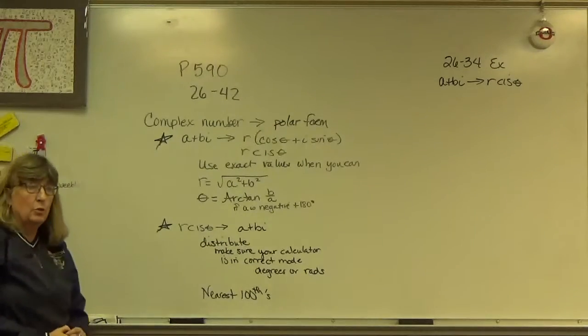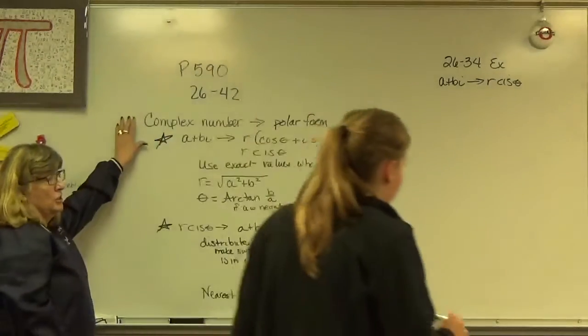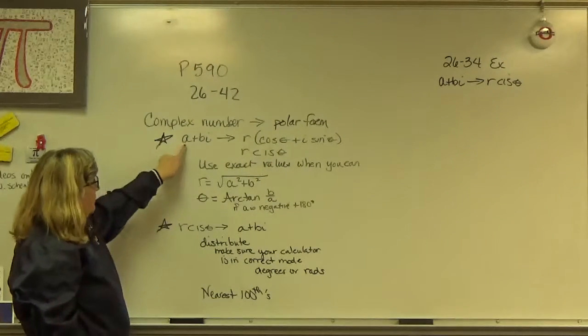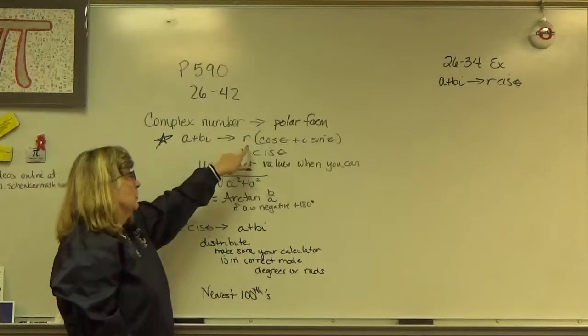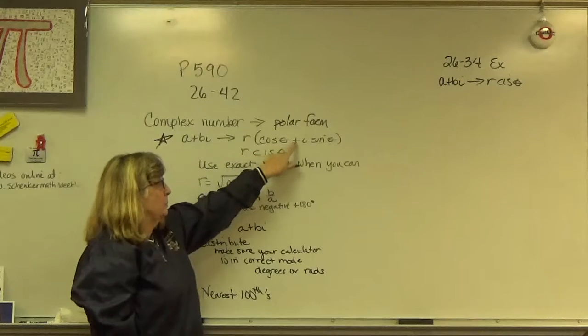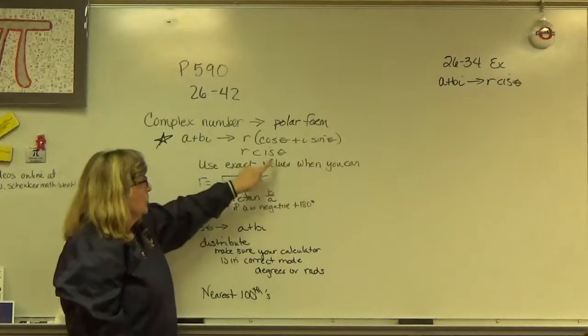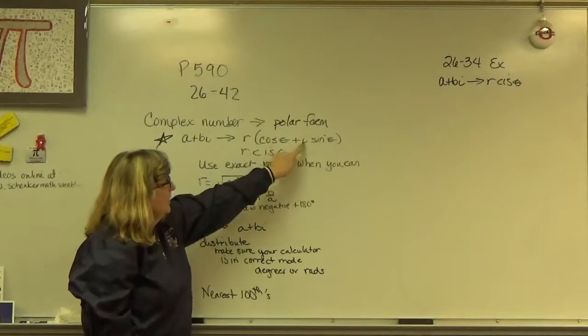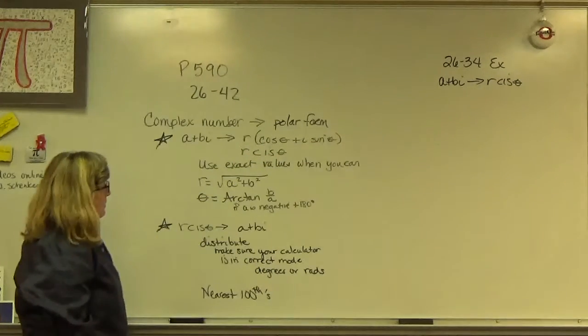So kind of similar to what we've done before, except now you're changing a complex number to polar form. The polar form of a plus bi is going to go to r cosine theta plus i sine of theta, which I abbreviate to be cis. Cosine, i sine.